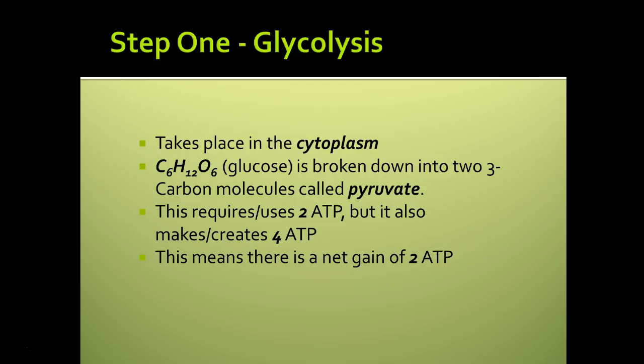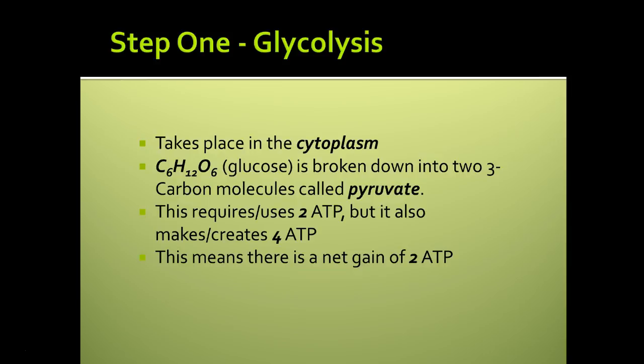What happens in glycolysis? Well, the glucose, which is a large stored energy molecule, is broken down into two smaller stored energy molecules, and those are called pyruvates. Now, just like if you were splitting a log in half, it would take you some energy in order to do that. Well, it takes the cell some energy in order to split the glucose in half.